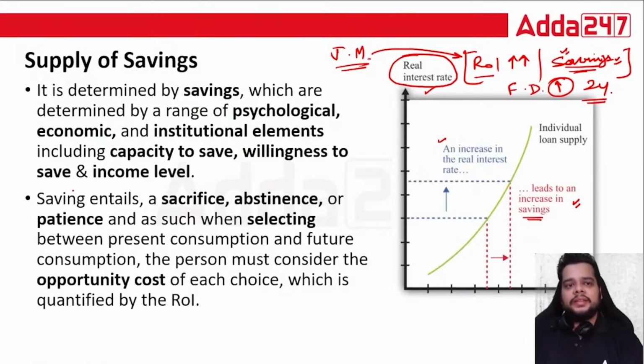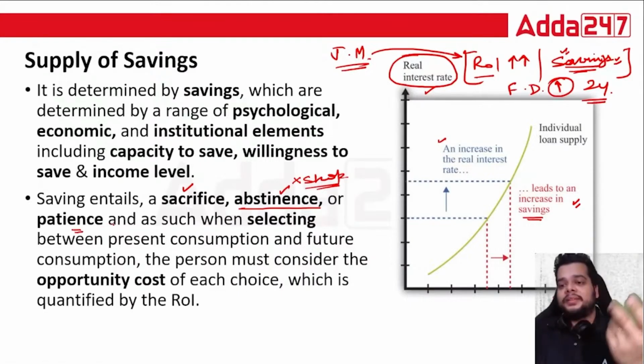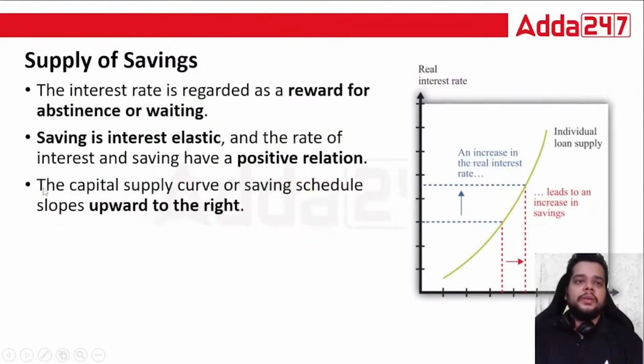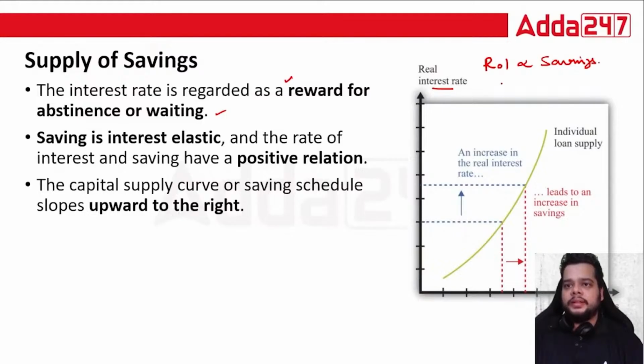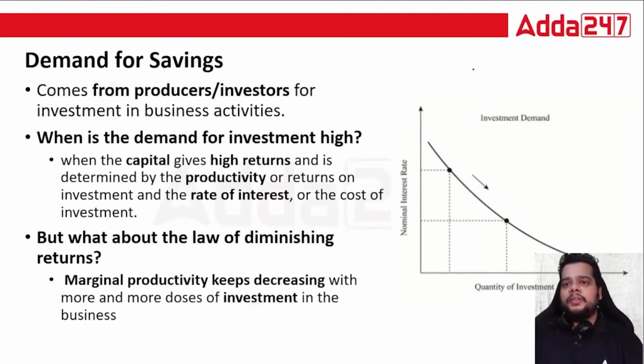And when we talk about savings, they entail certain sacrifice. You have not spent some amount, you have saved that, you have sacrificed something, performed abstinence, in the form of not shopping for anything, or patience which you have shown. You delayed your requirements, you delayed your purchases. Instead, you are saving. So the interest will be the reward for your waiting or abstinence. And the graph between the interest rate and savings will be sloping upwards. Always remember the direct relationship between the rate of interest and supply of savings. That's why the graph will be sloping upwards.